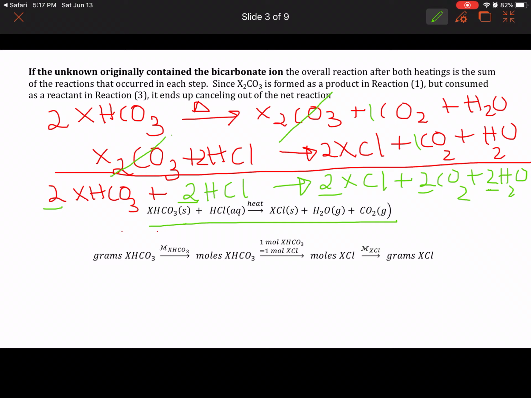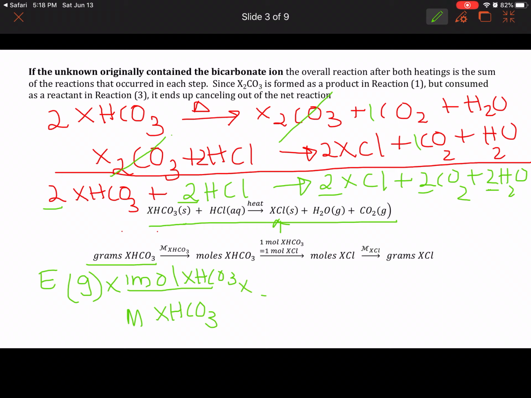Now we can also go ahead and calculate the theoretical yield, the amount of metal chloride that could be formed from the given amount of metal hydrogen carbonate. Again, if you started with the hydrogen carbonate, you use the grams of hydrogen carbonate. Let's say that's the amount that we have at E in our data table. E grams, that's the grams of XHCO3. So 1 mole of XHCO3 is going to be the molar mass of XHCO3.